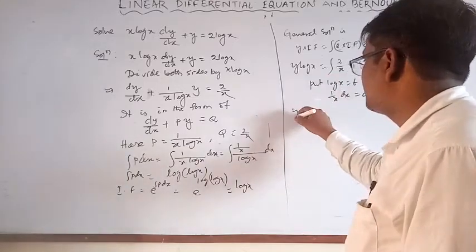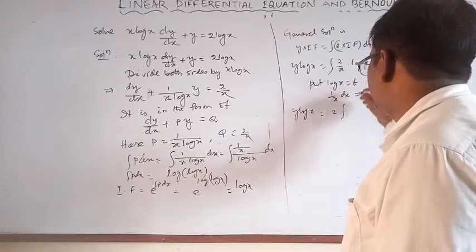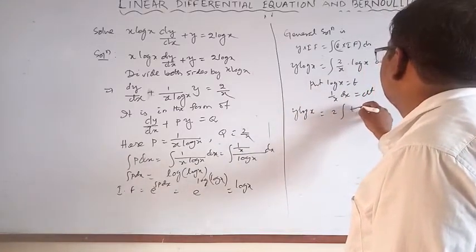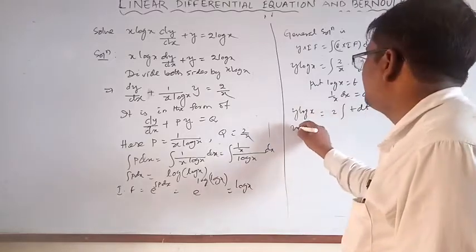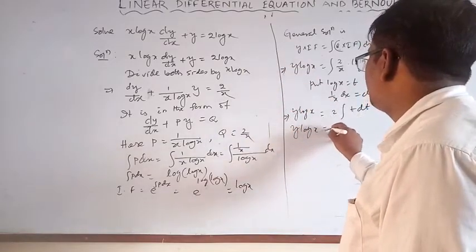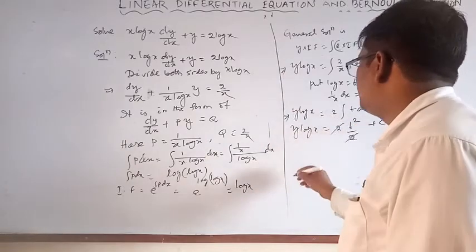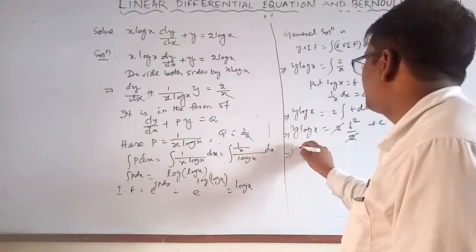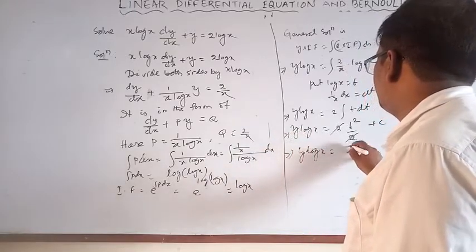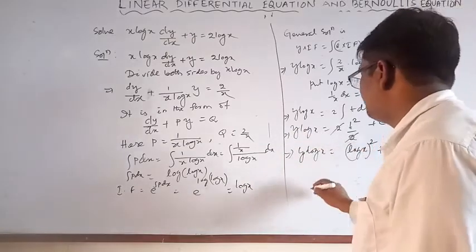So y log x is equal to, that is 1 by x dx equal to dt, so integration of t into dt. So y log x is equal to t square by 2 plus c. So 2 cancels here, that is y into log x is equal to log x whole square plus c.